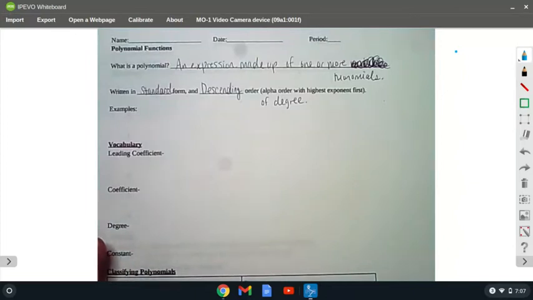So descending order of degree means alpha order with highest exponent first. So if you have multiple exponents, it should be in alphabetical.